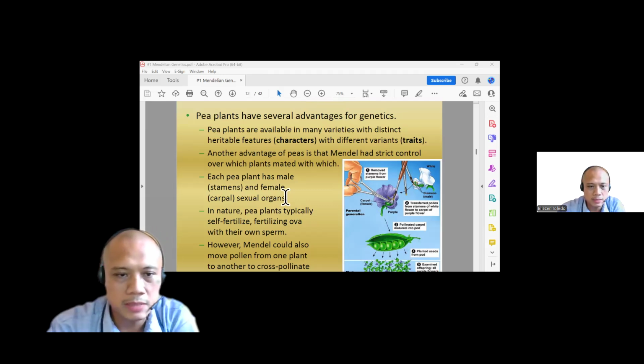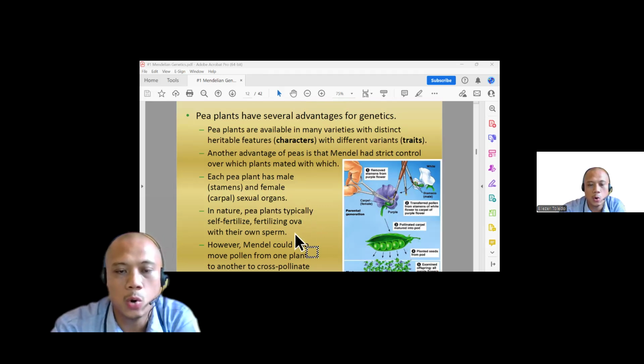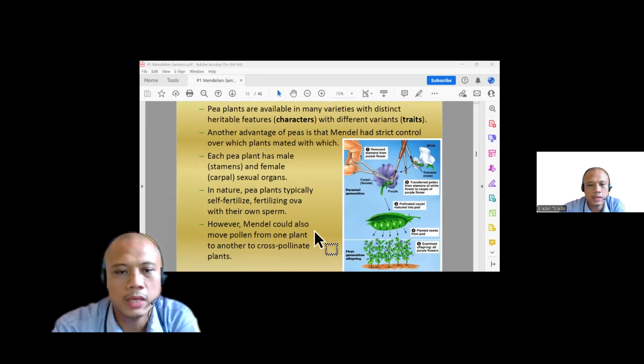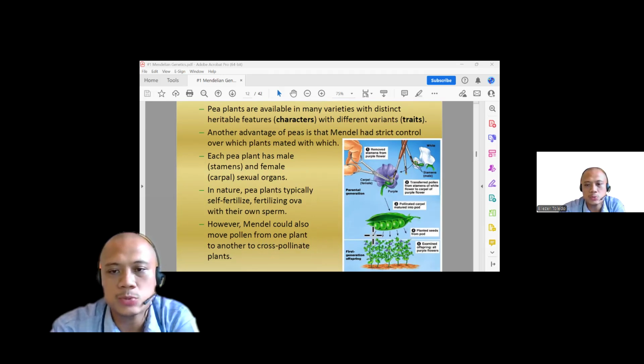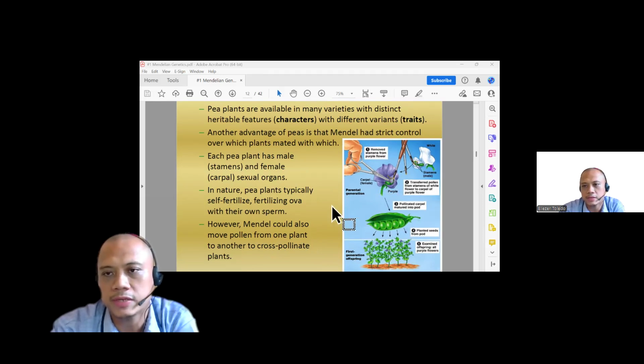In nature, pea plants typically self-fertilize, fertilizing ova with their own sperm. However, Mendel could also move pollen from one plant to another. This is what he did, as shown in there. He manipulated whatever he could manipulate to produce a different variety or hybrid pea plant.